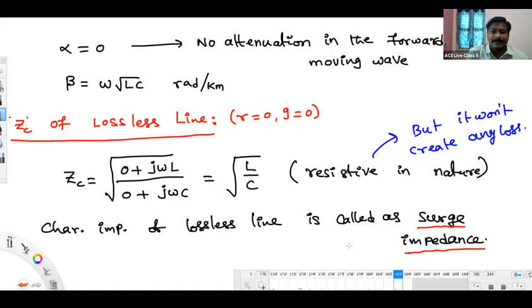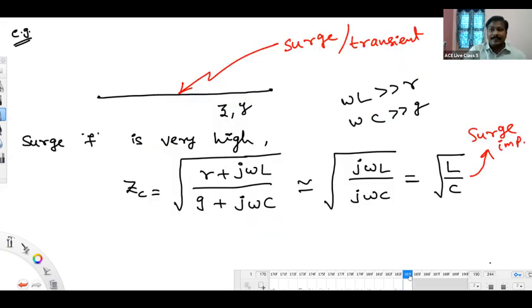I am saying it again in simple steps. Whoever is not clear, just listen. For a lossless line, under steady state operation, I calculated ZC and I get root of L by C. Stop there. Next, I am taking surge operation. During surge operation, frequency is very high. Omega L is very high compared to R, and omega C is very high compared to G. This ZC turns out to be an equation like root of L by C. This is going to be called surge impedance.